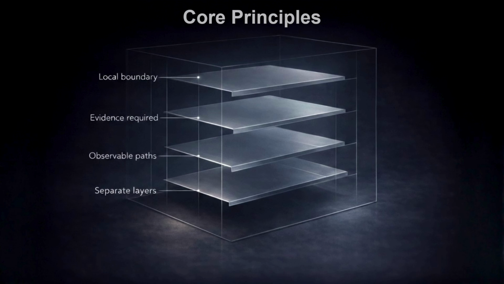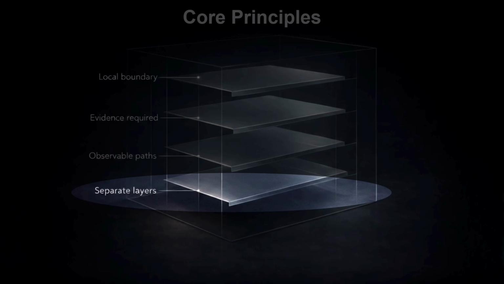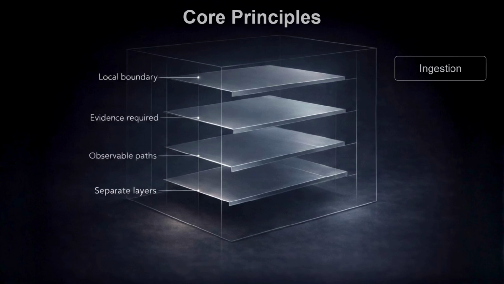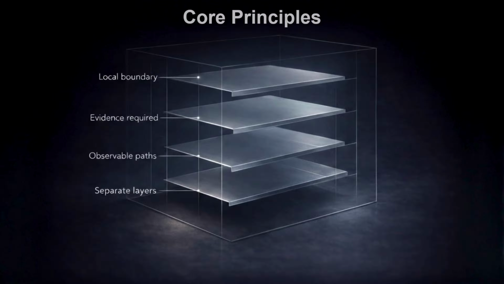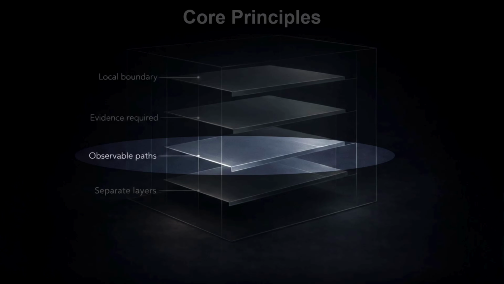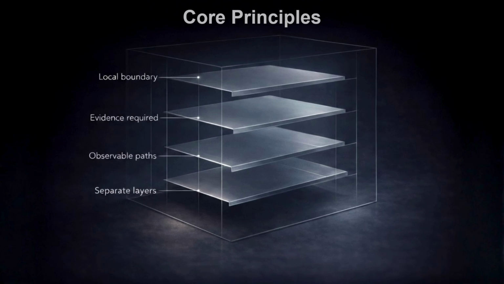I also paid close attention to separating responsibilities within the system. Ingestion, retrieval, answer generation, delivery, and validation are handled independently, so changes in one area don't quietly affect everything else. And finally, I wanted the system to be observable while it runs. Not just whether it succeeds or fails, but what it actually does at each step, so the behavior can be inspected later if needed. Those principles shape how the system is structured in practice.